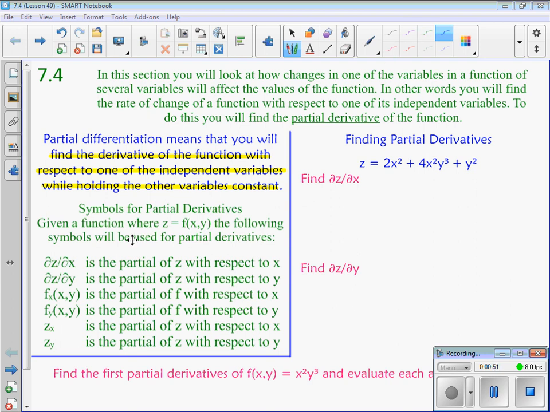So this is the notation that you're going to see as you're doing this. This first one here is how I say it, dz dx. So it's the partial of z with respect to x. You're taking the derivative of your z function, and x is your independent variable. So what do you do with the y's for this? You just treat them as a number. So if we're finding dz dx, we're going to think of y as a constant.